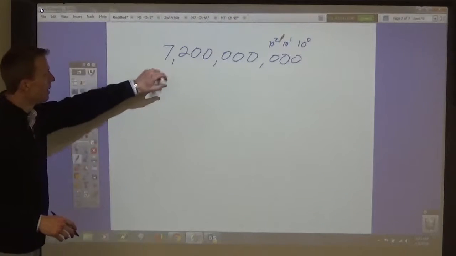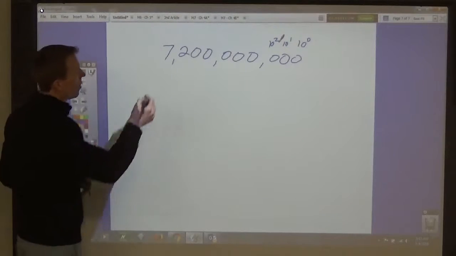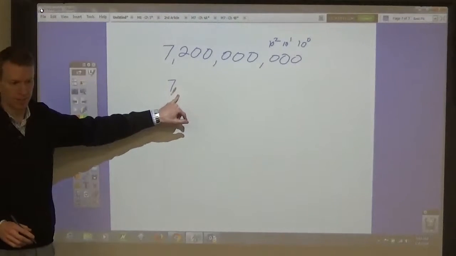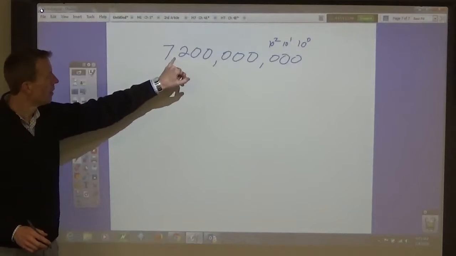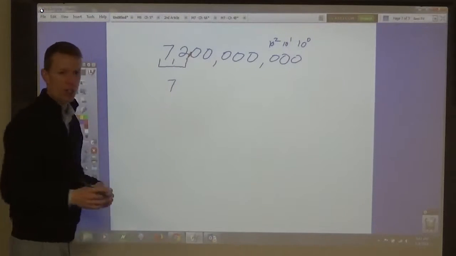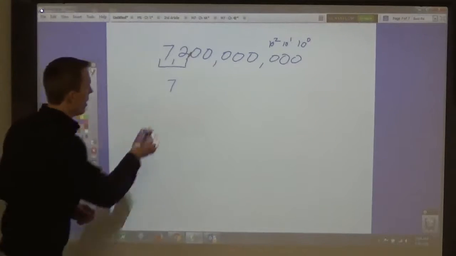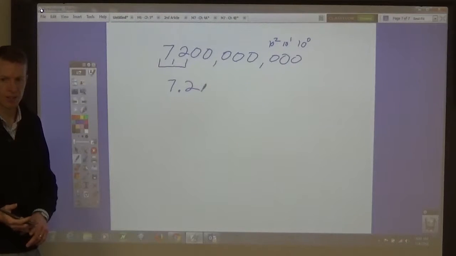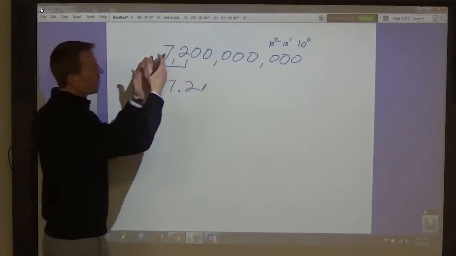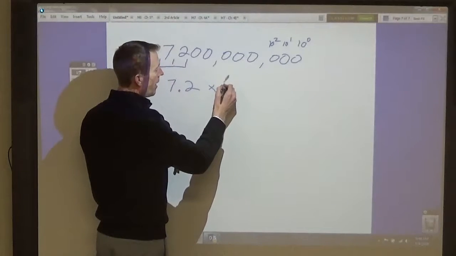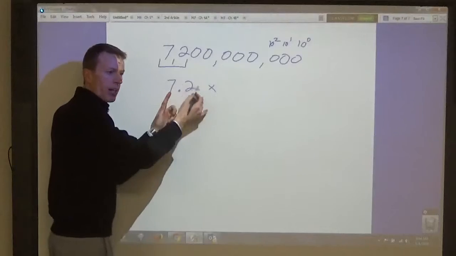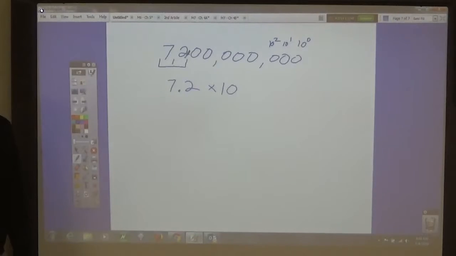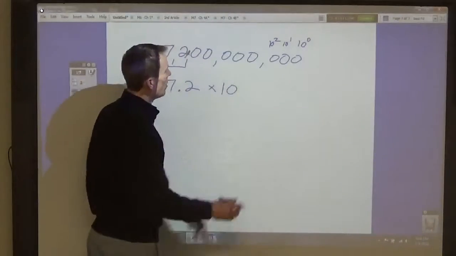So, scientific notation is written so that the first number that's written is between 1 and 10. So we would take this 7.2, which are the non-zero digits, and write that as the first number in scientific notation. Okay? And then we would write the rest of the number as a power of 10. So what would we multiply 7.2 by to get 7.2 billion? 10 to the 7th power.